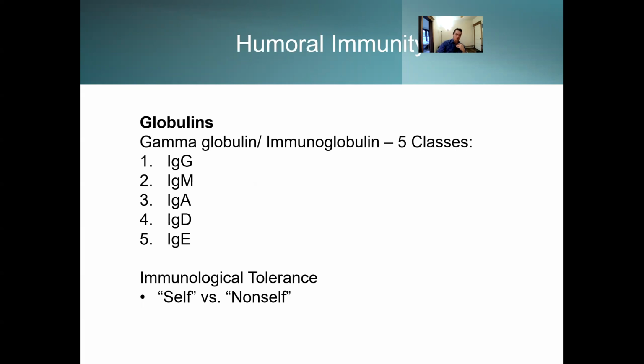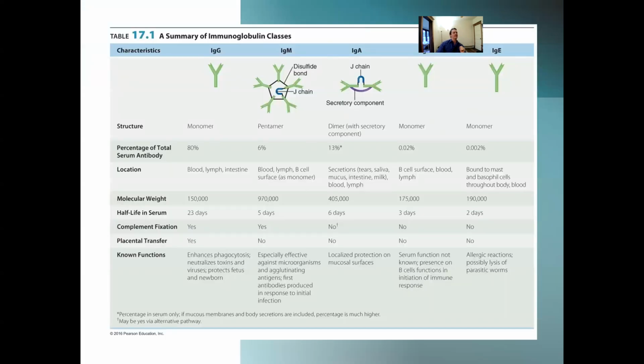So under normal circumstances, if you don't have an autoimmune disease, you do have a tolerance to yourself, and that is where you find this immunological tolerance. A difficult word to say.